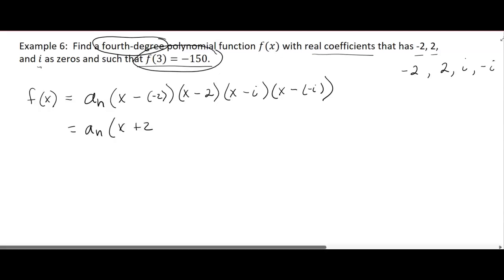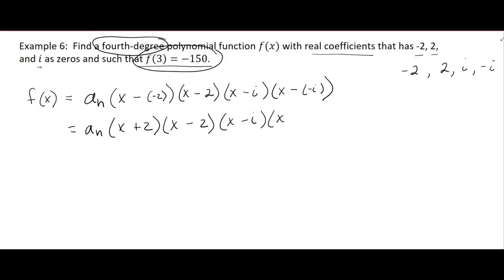So x plus 2, x minus 2, x minus i, and x plus i. Okay, now what we want to do is multiply this out. We're going to multiply these two binomials together, and we'll multiply these two binomials as well. Now, this is the difference of squares right here, right? So you could say x squared minus 4. If you think about it and multiply it, think FOIL, that'll work.